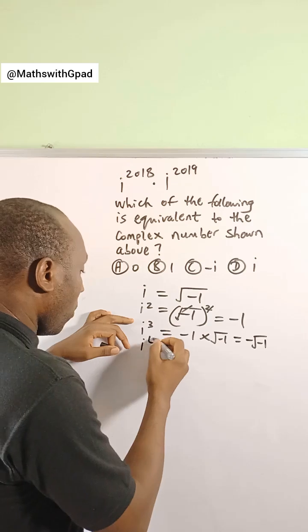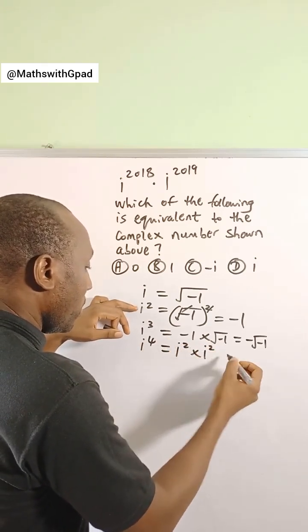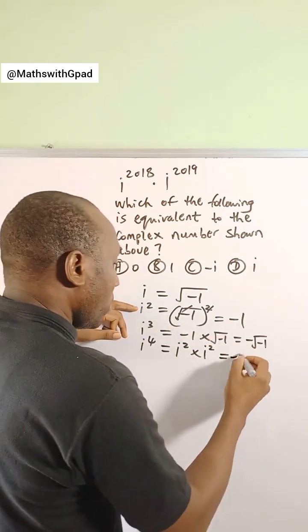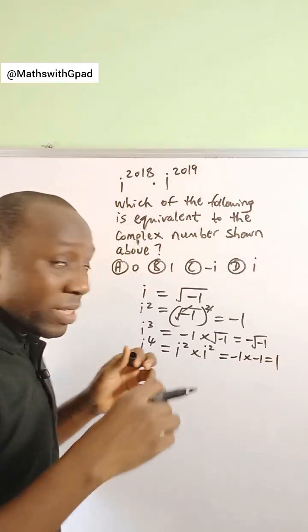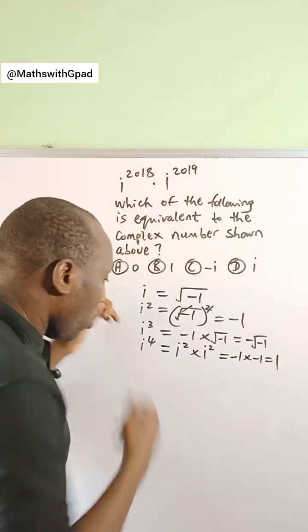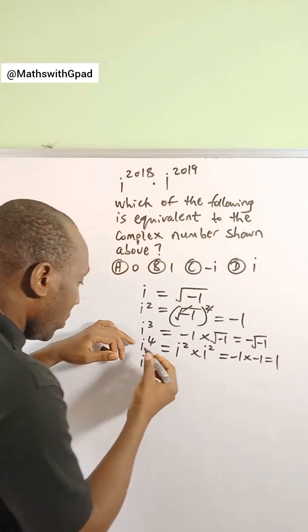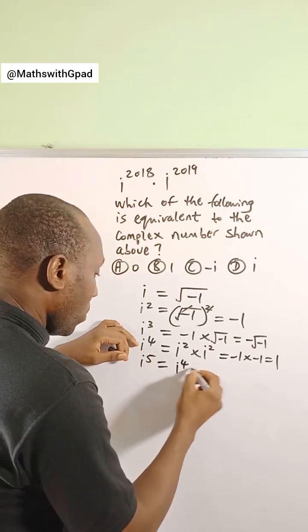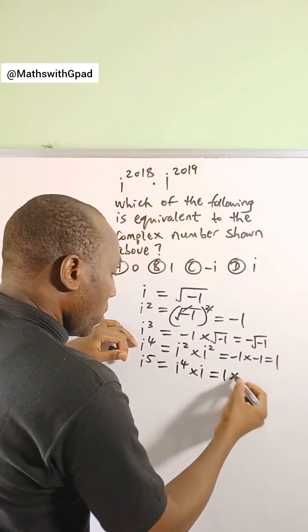Now what about i raised by 4? It is i squared times i squared. What is i squared? Negative 1 times negative 1 is 1. So let's try one more. I told you it cycles every 4 steps, but let's try i raised by 5. Let's see what this will give us. It is i raised by 4 times i. What is i raised by 4? It is 1.